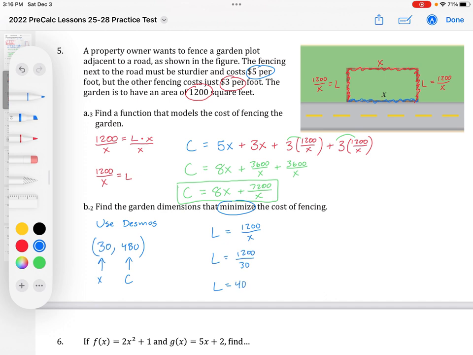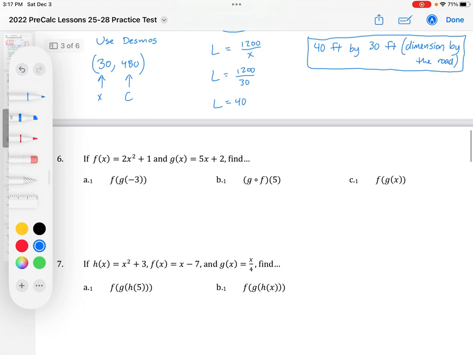Okay, so now we know our dimensions are going to be 40 feet by 30 feet, which will be the dimension by the road. If you use those dimensions, you'll get that 1200 square feet of area with the lowest cost. All right, let's move on to the next page.